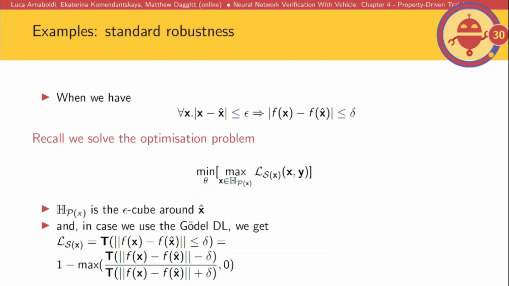And that is standard robustness, epsilon ball robustness. We say within the epsilon ball we want to have this objective working. Well, then my H_P(x) within which I'm searching for adversarial example will be the epsilon cube around x, defined here. I'm saying cube rather than epsilon ball because I'm assuming L infinity distance. If I was using Euclidean distance, I'd be calling it epsilon ball. And then my translation for this postcondition will be given just as we computed a few slides ago, for example, using Gödel DL.